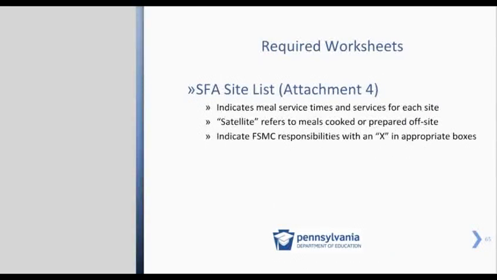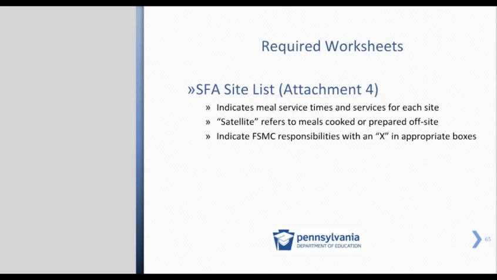The SFA Site Listing Worksheet is Attachment number 4. The SFA Site Listing Worksheet indicates the site name, address, grade levels, whether the site is self-prep or a satellite site, meaning that the food is prepared off-site but delivered to the school from another site. You also need to list the times that the meals will be served, as well as indicating the FSMC's responsibilities under the services to be provided with an X.